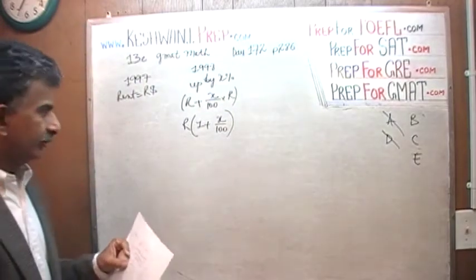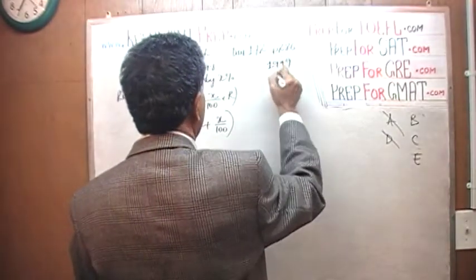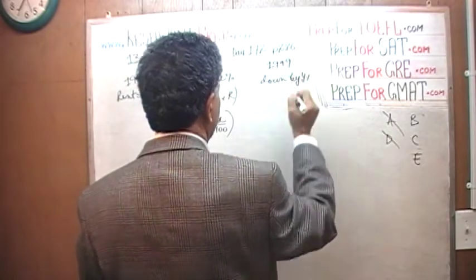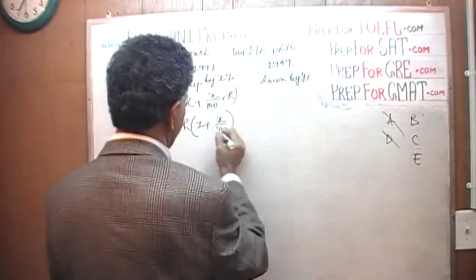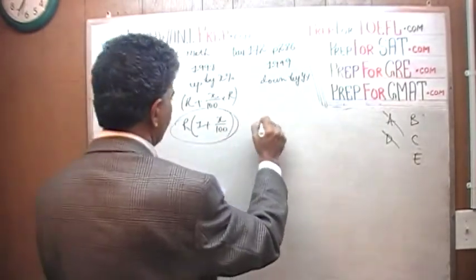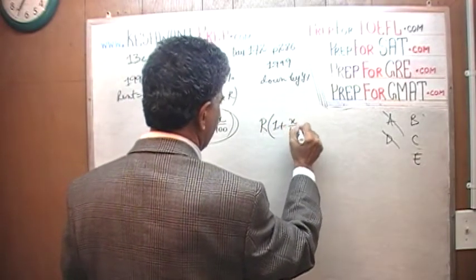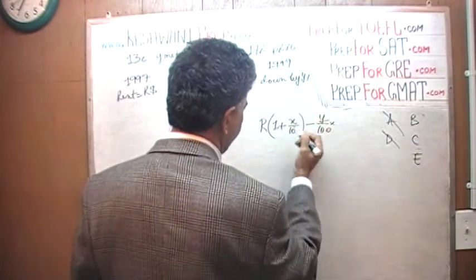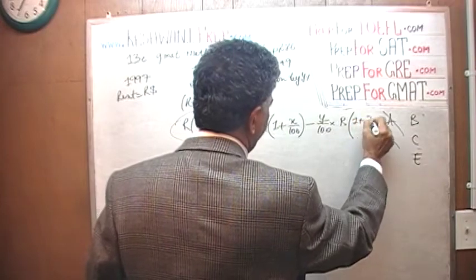Then we are told that in 1999, it goes down by Y%. What is Y% of this amount? This is the amount that we start out with, which is R times 1 plus X over 100, and it goes down by Y%, Y over 100, of the same amount, R times 1 plus X over 100.